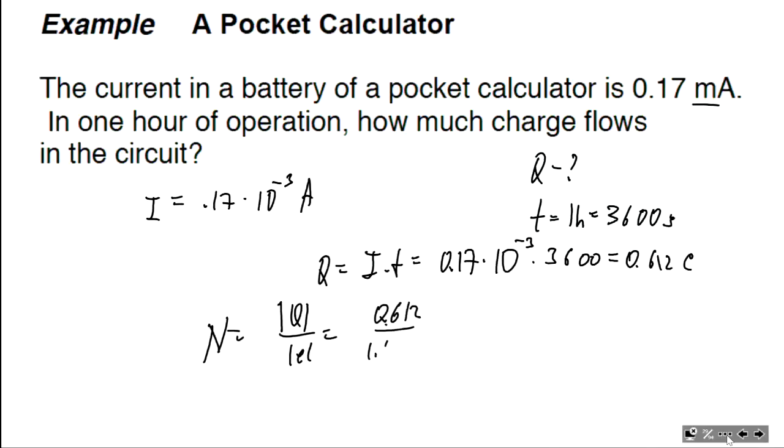0.612 over 1.6 times 10 to the negative 12 divided by, oh, why 12? I don't know why. 1.6 times 10 to the negative 19th, right? What is the elementary charge equal to?